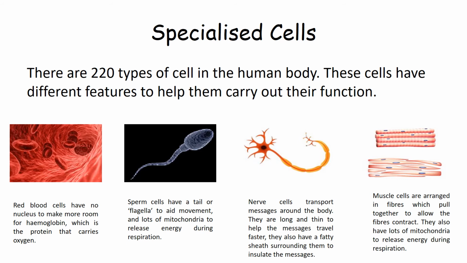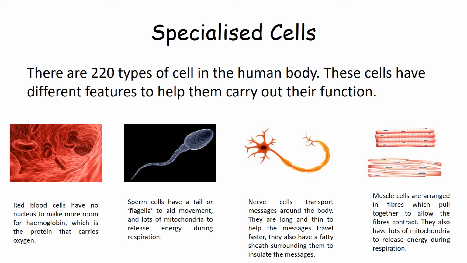Moving on, we've then got nerve cells, which are also known as neurons. Now, neurons transport messages around the body, okay, via electrical signals. They are really long and thin to help the messages travel faster, and they also have a fatty sheath surrounding them to insulate this electrical signal, so a bit like the plastic layer around the cables on your phone charger, your laptop charger, etc. Okay, this keeps the electrical signal within the neuron so it gets to where it needs to be quickly and efficiently.